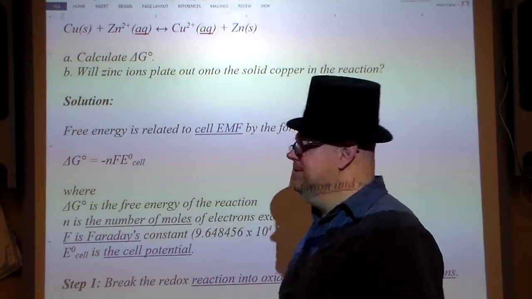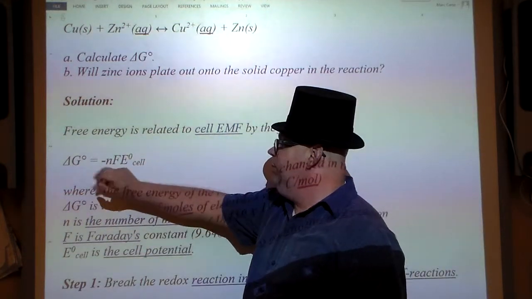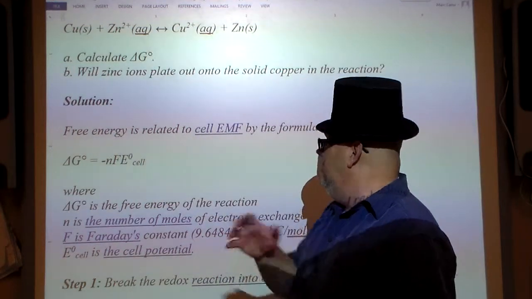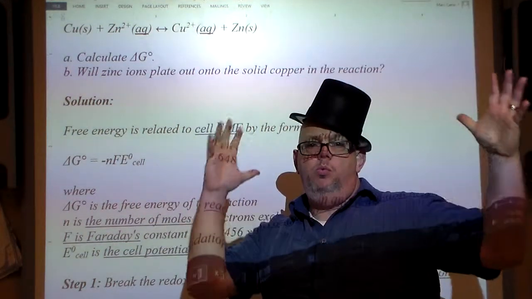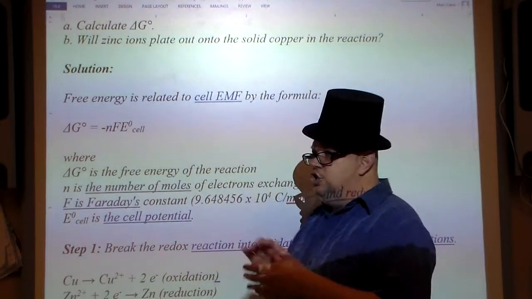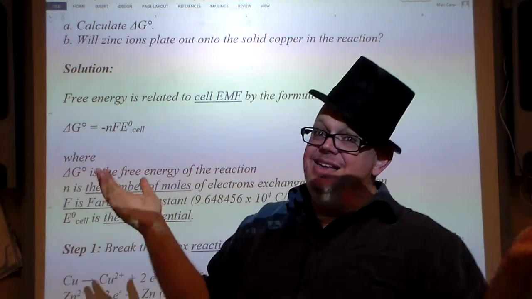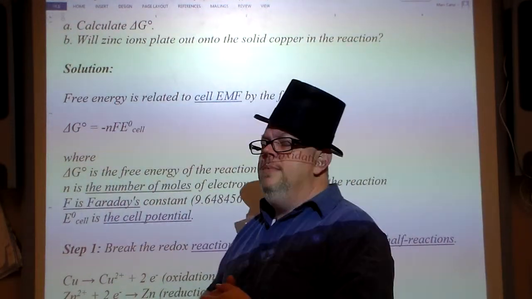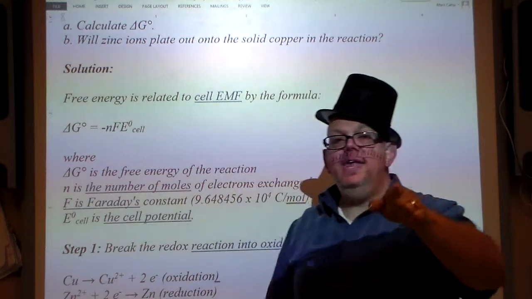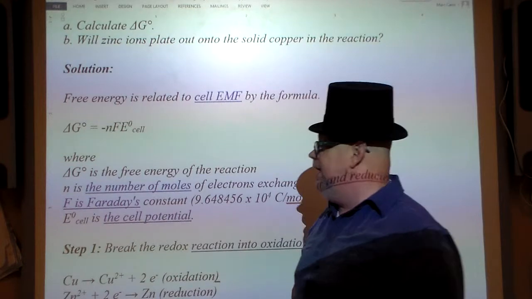So here we have delta G of our reaction is equal to negative N times F times E of the cell. Wait a minute, nFE, what's up? Well, delta G is our free energy of the reaction. It's either going to be 0, in which case nothing exciting is going to be happening, or it's going to be negative or positive. If it's negative, it's spontaneous. If it's positive, it's non-spontaneous.